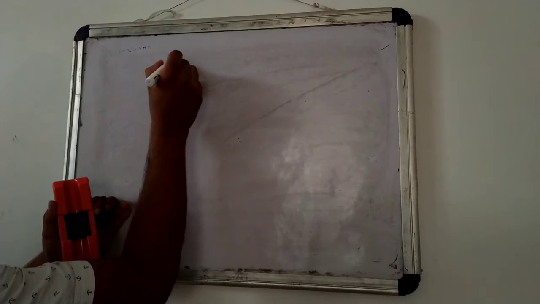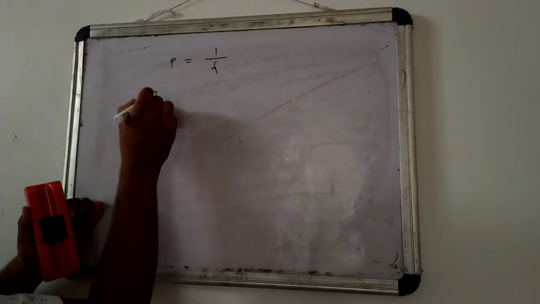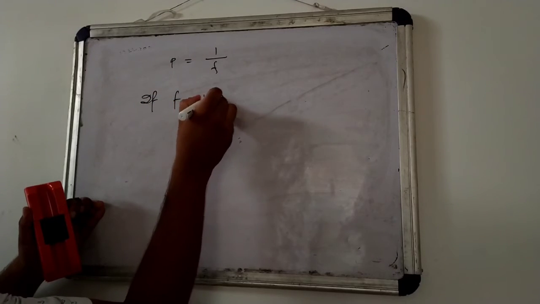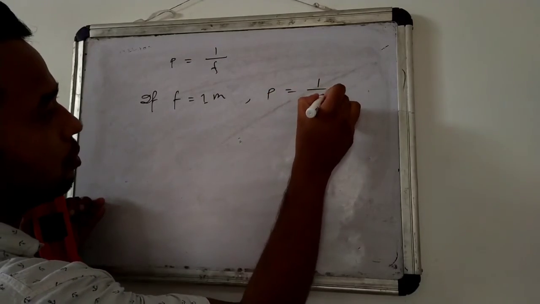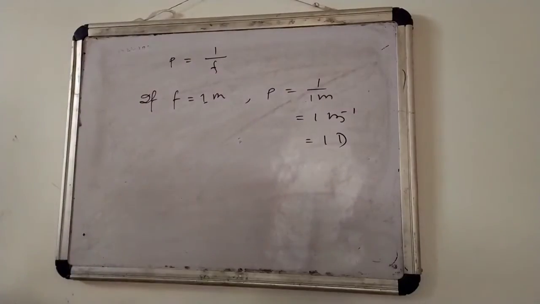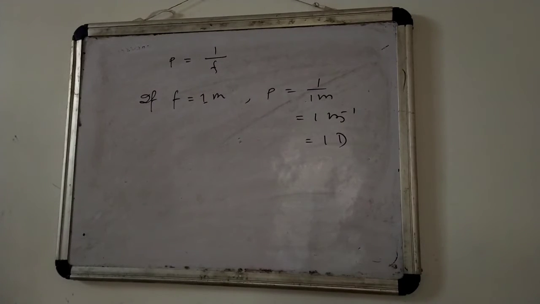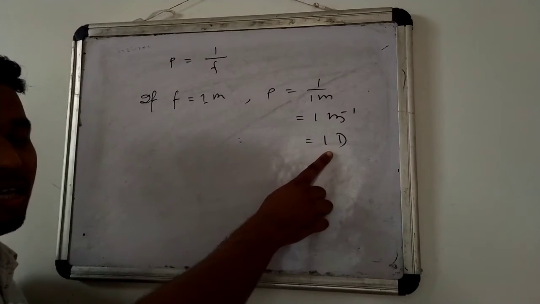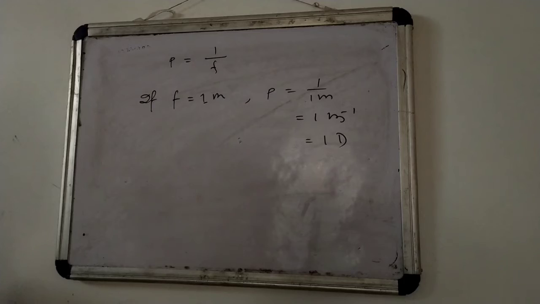So P equals 1 by F. If F is equal to 1 meter, then P will be equal to 1 by 1 meter. That means 1 per meter, that is called 1 diopter. So from this mathematical expression we can define 1 diopter. That means 1 diopter is the power of a lens that has a focal length of 1 meter. So this is the definition of 1 diopter.